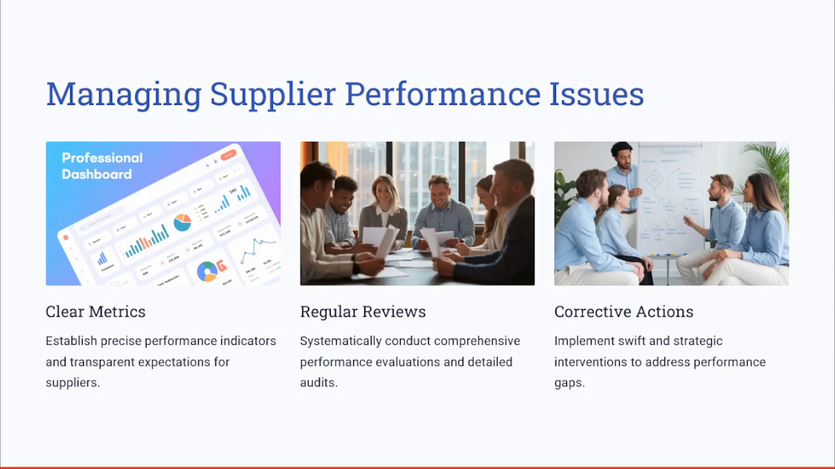When we talk about managing supplier performance issues, supplier performance issues such as inconsistent quality or delays can impact the project outcomes. So ensure to set clear performance metrics and expectations, conduct regular performance reviews and audits, and use corrective actions to address the performance shortfalls.